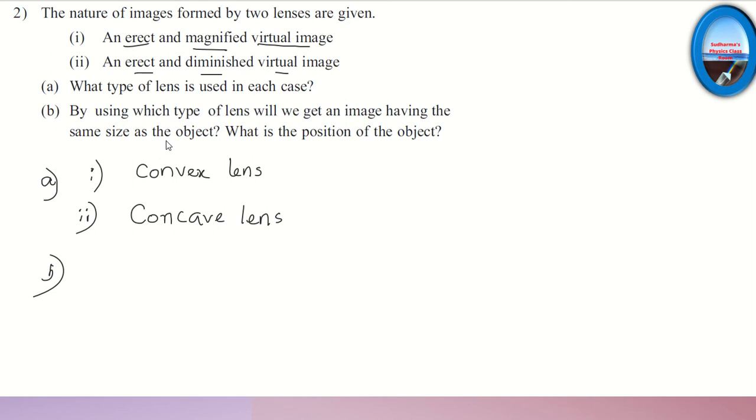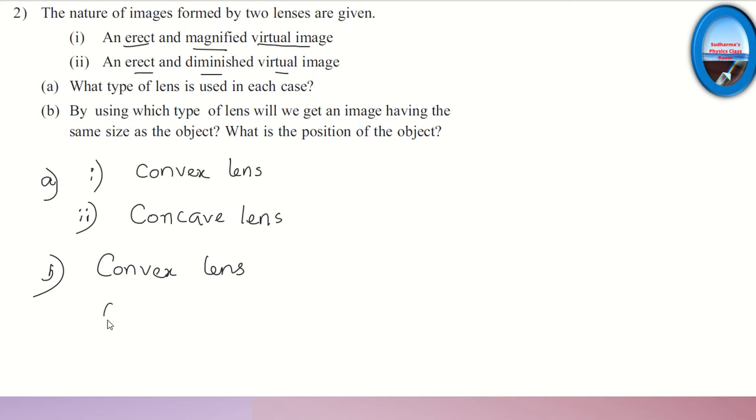So, hope you got the answer for this. Keep your answer in your mind and check whether it is matching with my answer. So we need the same size image as the object. So definitely we are going to get this by using a convex lens. Which position? I told you when I was teaching the ray diagrams, we need to be very thorough with the object positions and the characteristics. So those who practice the ray diagrams will be able to answer this immediately.